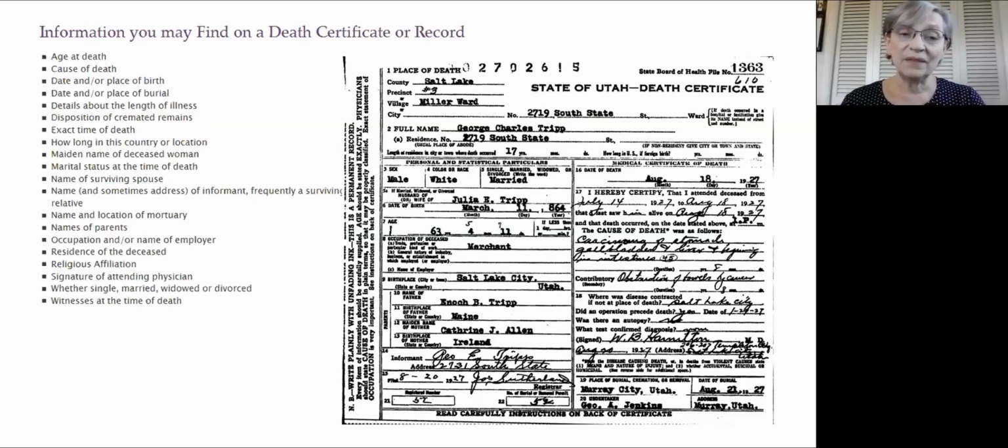Be aware that some of the information on a death certificate might actually be wrong. The primary information is that death date and place and the cause of death. But whoever the informant was might not have had the accurate information for the parents or maybe their birth date. And just kind of keep that in mind when you're looking at death certificates.